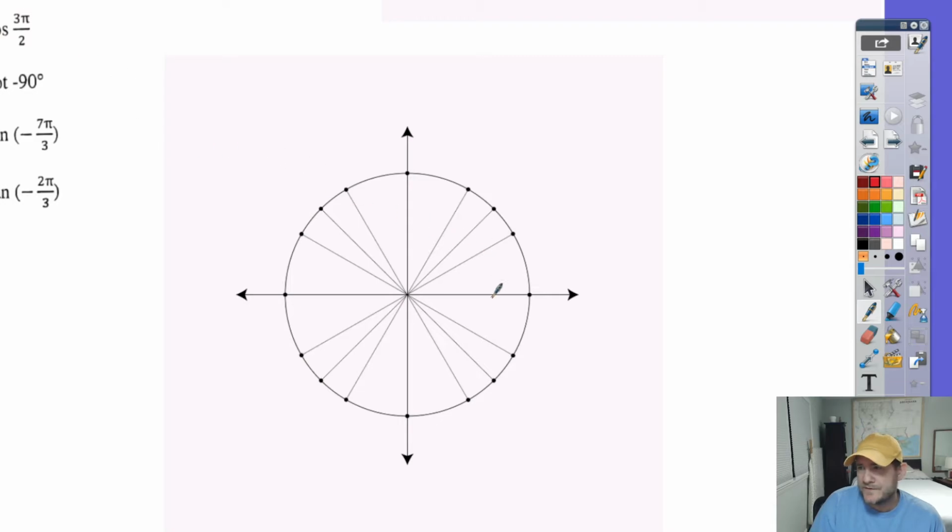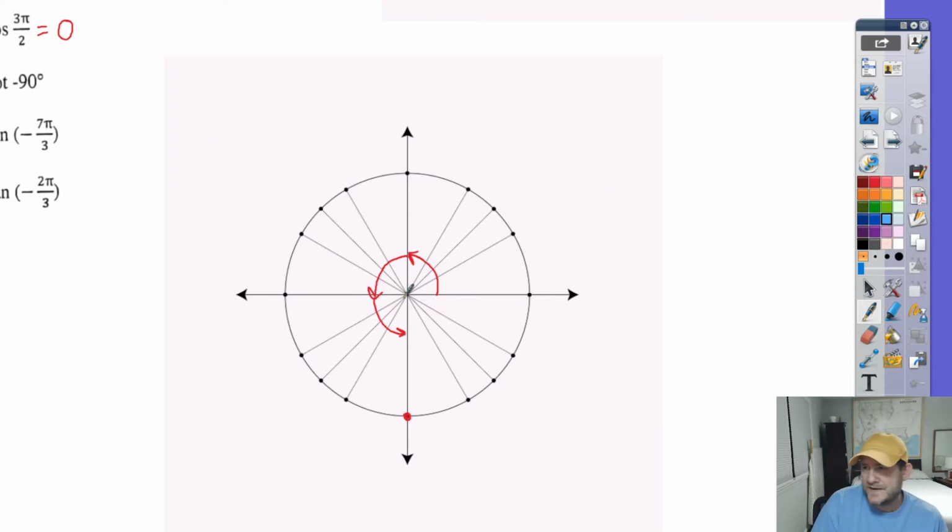So this one, 3 pi over 2. 3 pi over 2 is 270. It's right here. How do I know that? Because this is 1 pi over 2. It's 90 degrees. So 1, 2, 3 pi over 2s would literally put you here. Cosine is the x-coordinate, so it's 0.